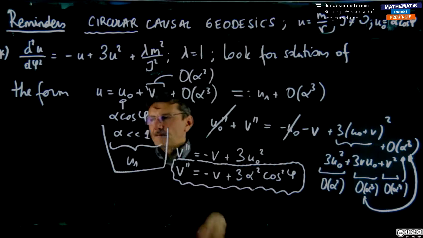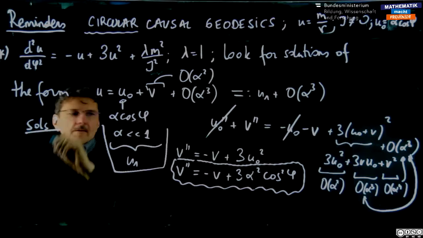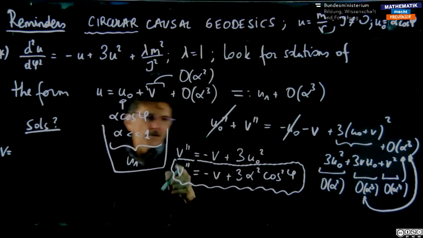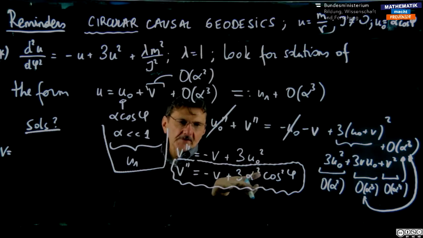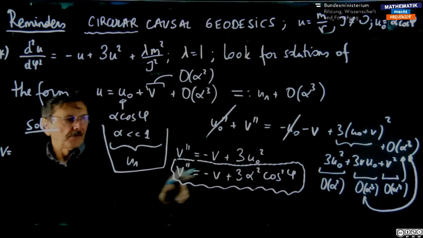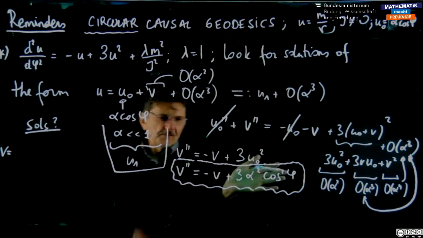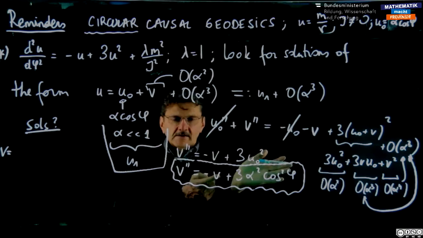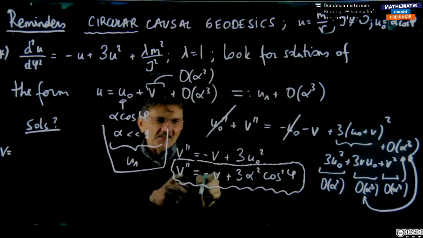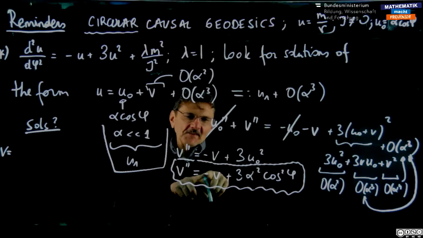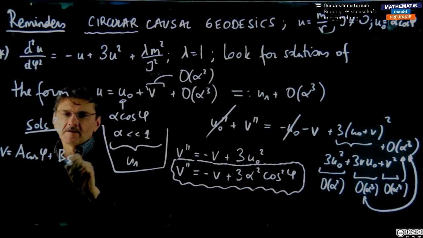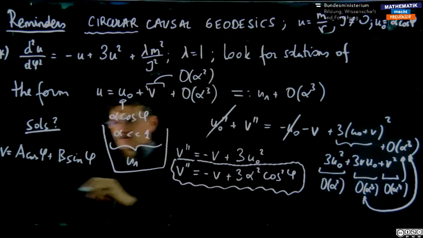So what are the solutions here? Well, obviously, this is a linear equation. So the solution is a sum of a homogeneous solution and a special solution. So from the homogeneous solution, the frequencies are, so this is again, in this lecture, I'm going to write this harmonic oscillator equation 25 times. So this is a harmonic oscillator equation with frequency 1. Right? So this is A cos phi plus B sine phi. And I need a solution which goes in with this.